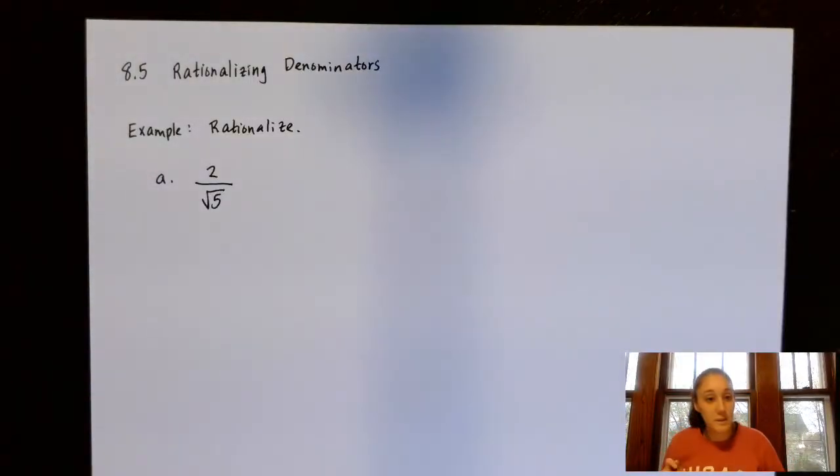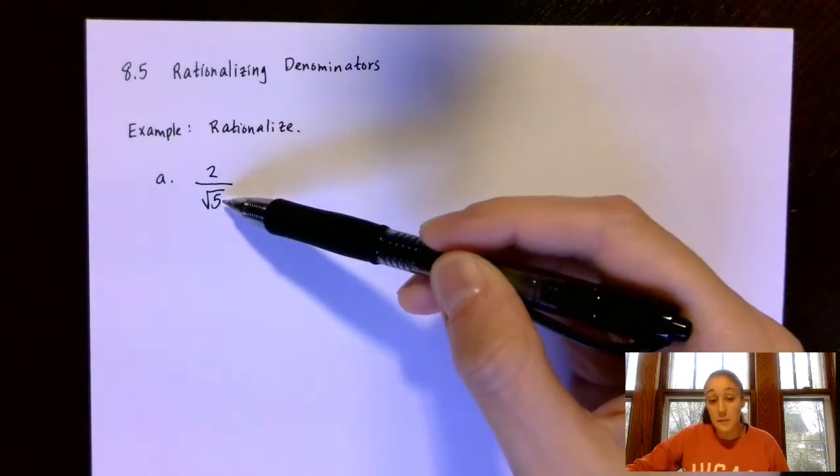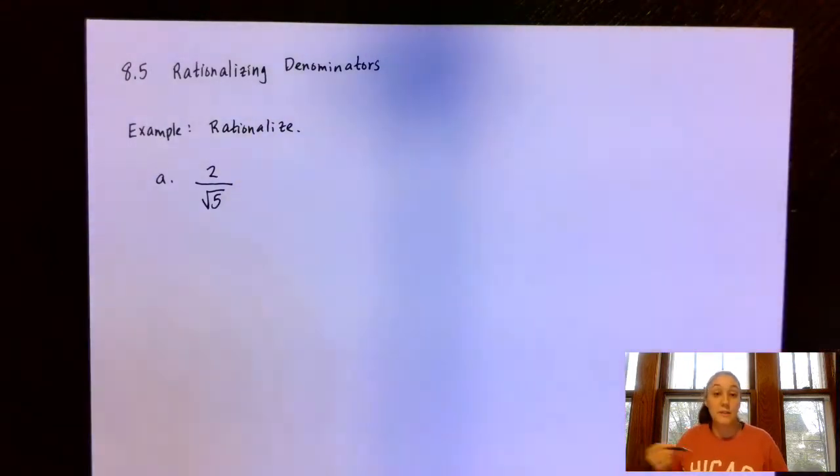Alright, so today we're going to be taking a look at how to divide radicals. Yesterday we did adding, subtracting, and multiplying, but we didn't do dividing. And that's what we're going to be doing today. You can see here that we're dividing by a radical 5 in this first example.